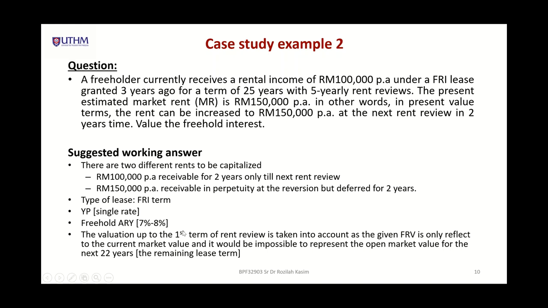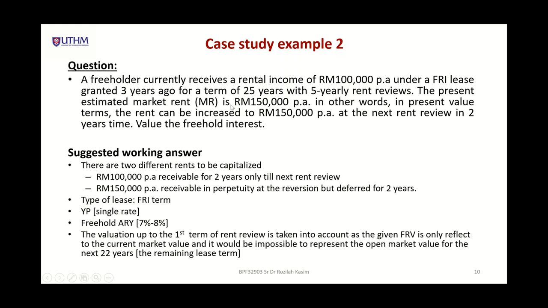And then we go straight to the second question. The freeholder currently receives a rental income of 100,000 per annum under a FRI lease granted 3 years ago for a term of 25 years with a 5-year rent review. So in this case, the term of the lease is agreed with 5-year rent reviews.